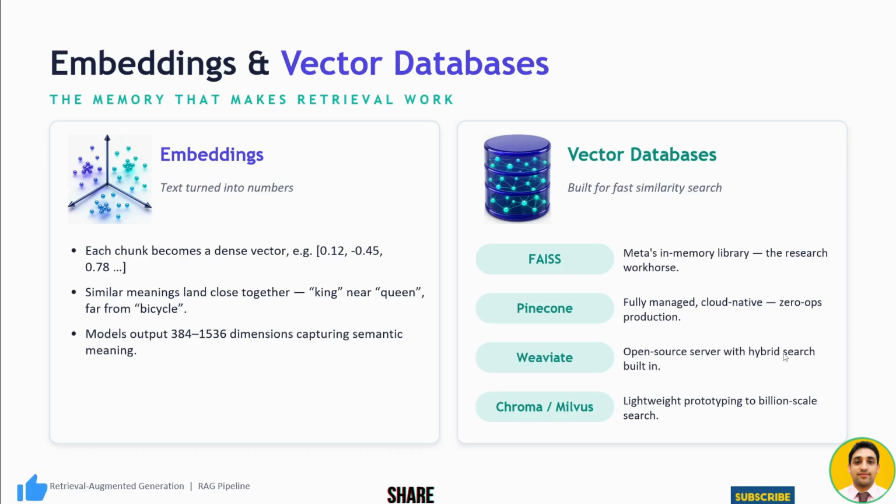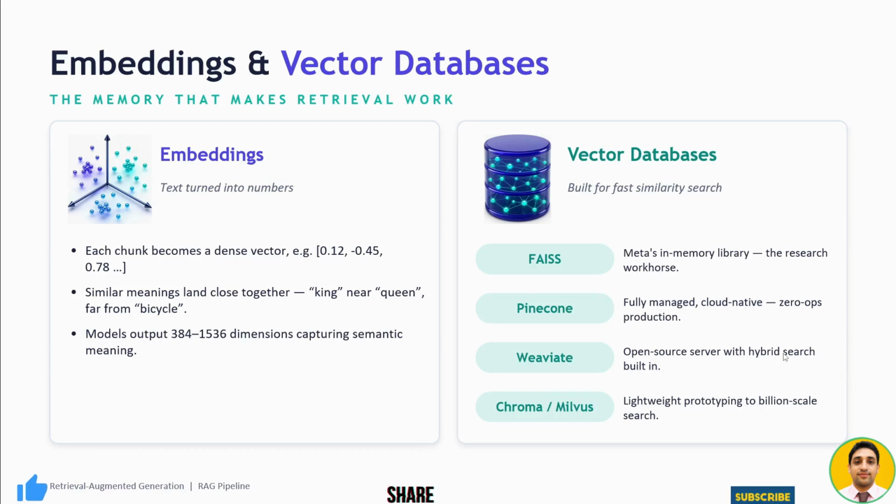FAISS is Meta's in-memory library, and it is widely considered the workhorse of the research community due to its speed and flexibility. Pinecone, on the other hand, is a fully managed cloud-native solution, meaning companies can use it in production without having to manage any of the underlying infrastructure themselves.